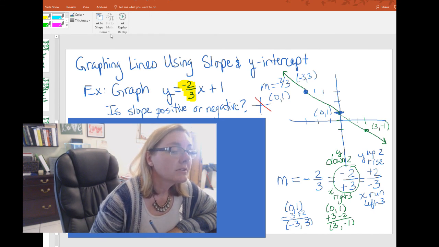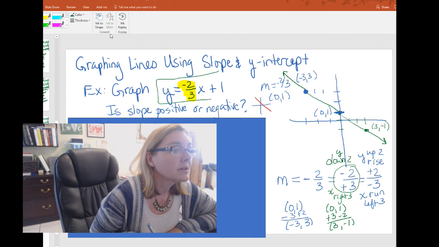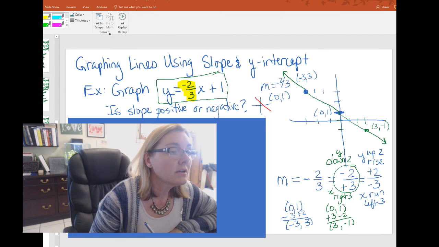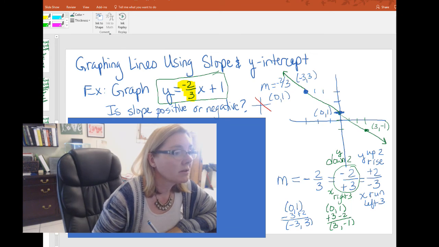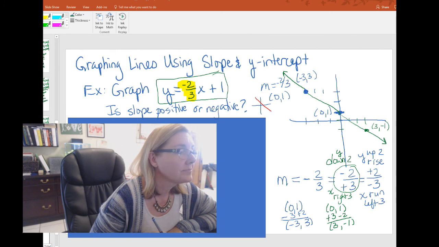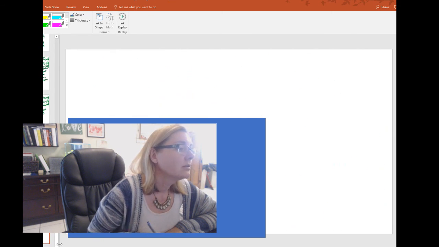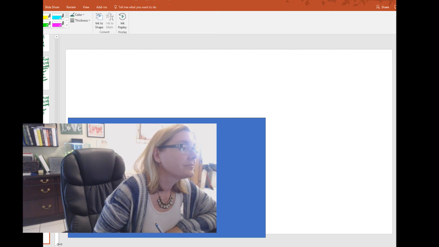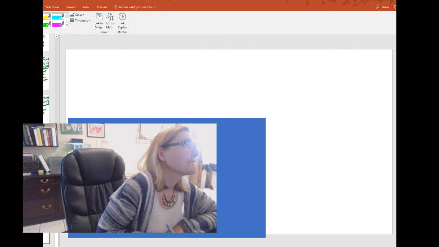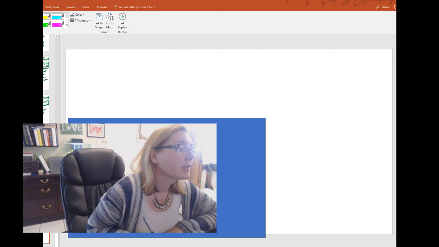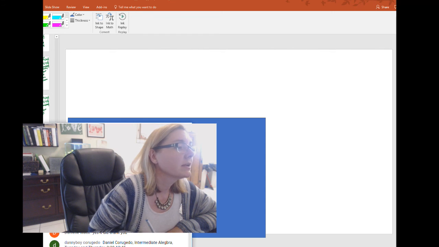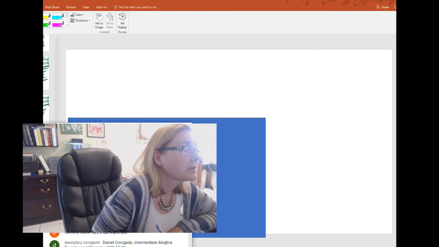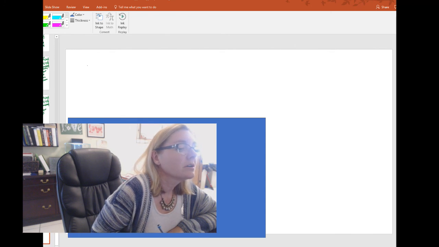I want to do another example where we don't start with y equals mx plus b form, because if you're making errors on your graph, it's possible that when you rearrange the equation you got that wrong as well. So let's look at another one. Let me know if you have any questions about anything that I'm doing here. You can just type it into the chat.